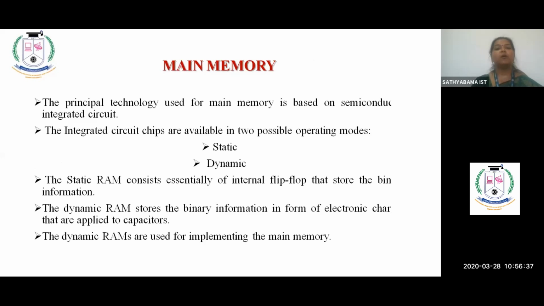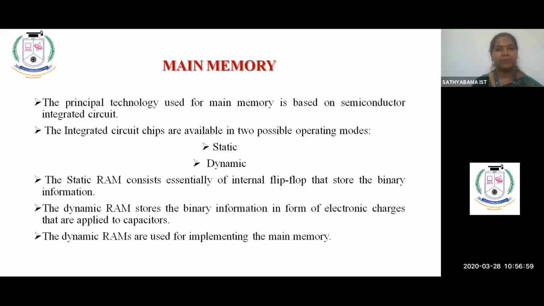The first one is main memory. As we have seen right from the first slide, the same thing is repeated here: the main memory is one of the memory units which comprises random access memory, where you have static random access memory as well as dynamic random access memory.